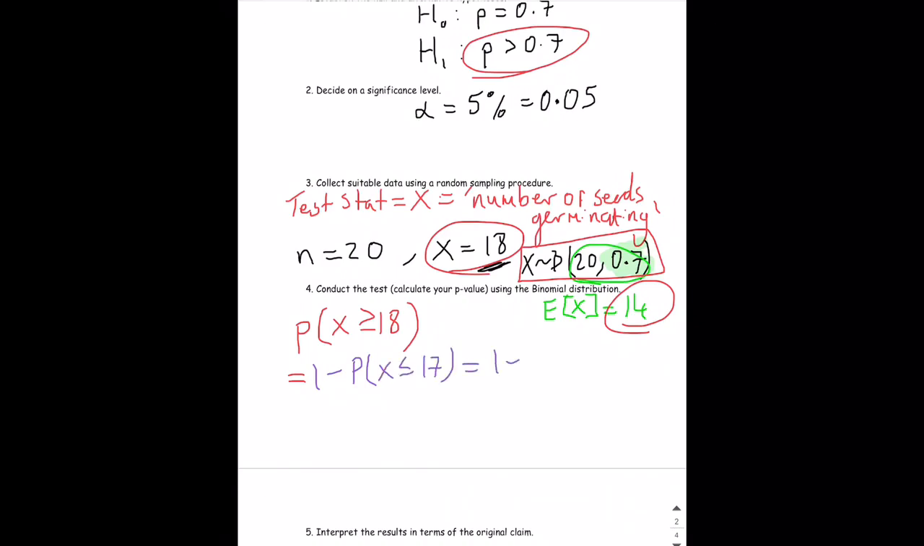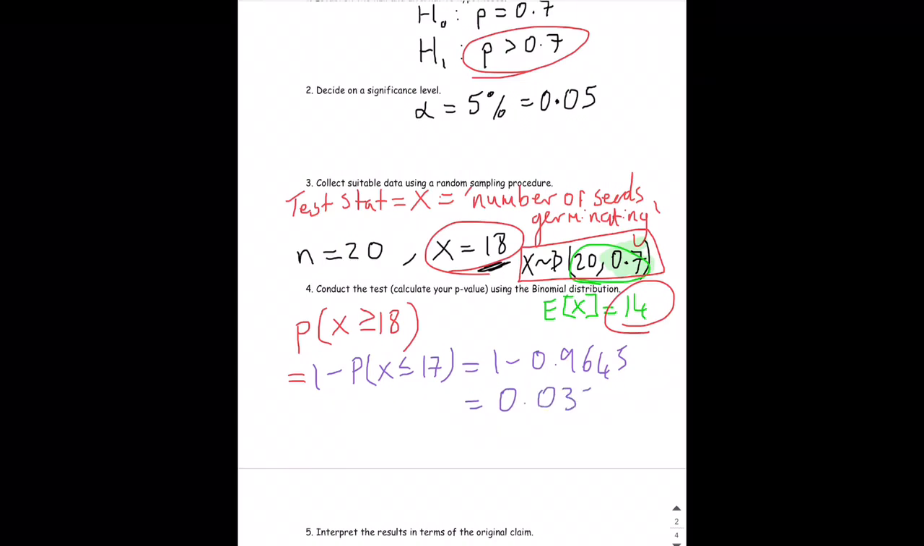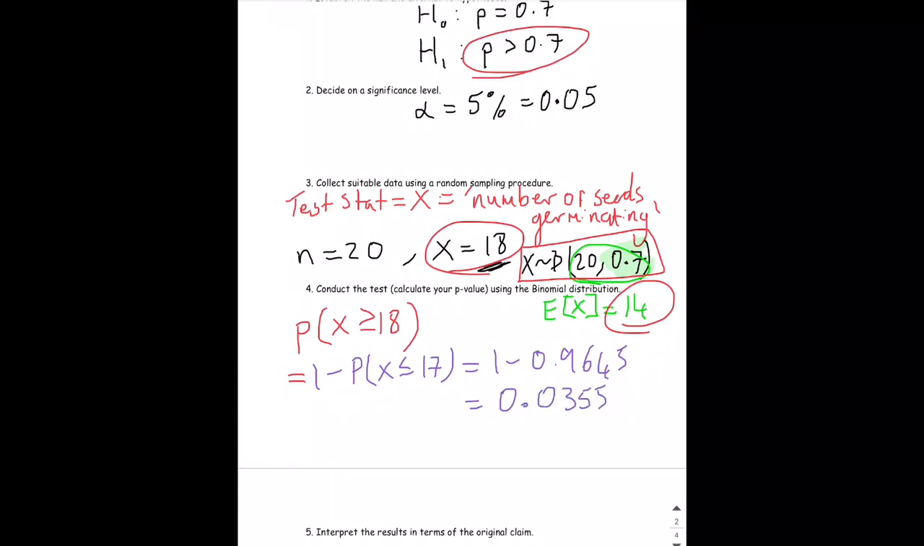Oh, well, I can work out that probability from my tables. It comes out as 1 minus 0.9645, which is a probability of 0.0355. That is small, so 3.5%. That's my p-value. That's the probability of my sample, or even more extreme than my sample, happening.